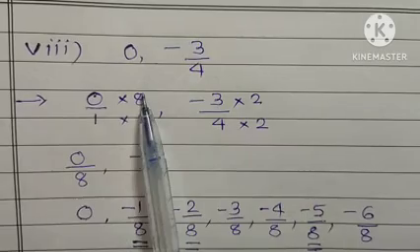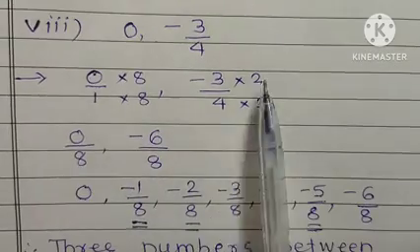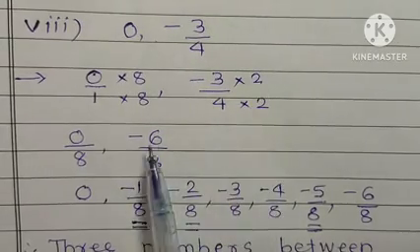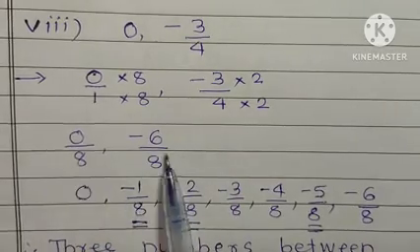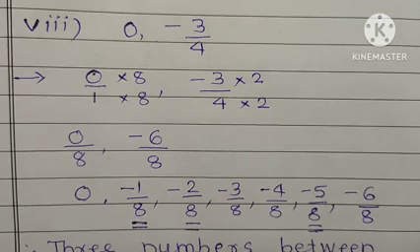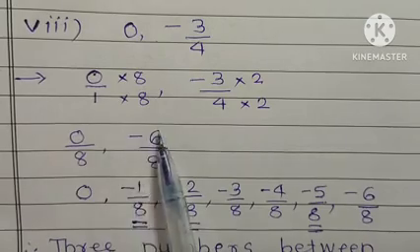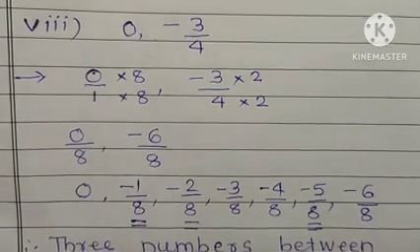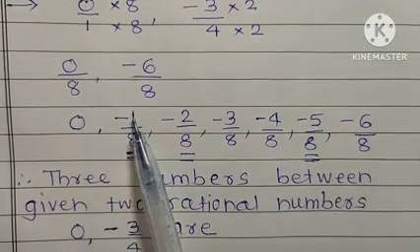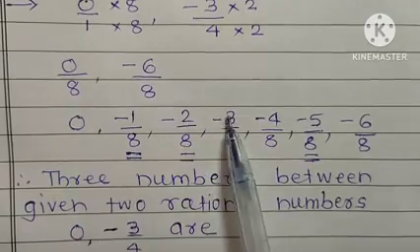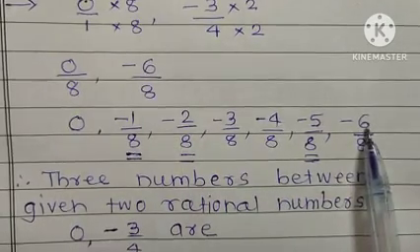So 0 into 8 is 0 and 1 into 8 is 8. Then -3 into 2 is -6. 4 twos are 8. Now the denominators are similar. So from 0 go on decreasing up to -6. That means what? 0, then -1, -2, -3, -4, -5, and finally -6.